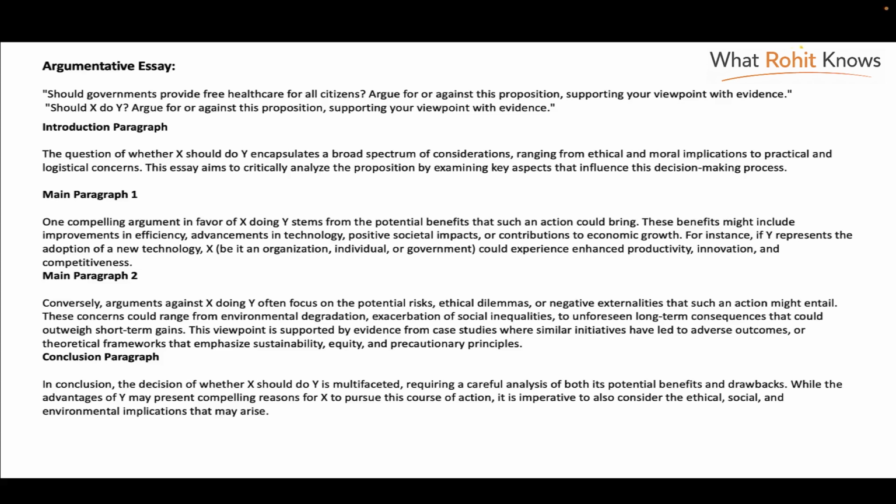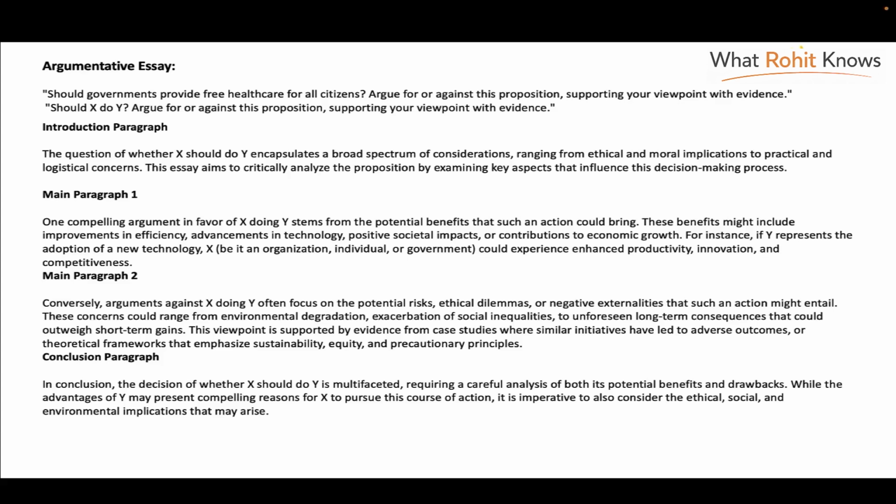So the first paragraph, one compelling argument in favor of governments providing free healthcare stems from potential benefits, etc. Now, everywhere X or Y comes, you don't have to write the whole thing. You don't have to always say governments and free healthcare for all citizens. Why? You can just say at one place, free healthcare. At another place, you can say free medical facilities for citizens. So try to paraphrase. You don't have to repeat exactly as it is. But of course, if you think that is difficult, that you will not be able to do it, then of course, just do substitution and you will still have some response to put forward.